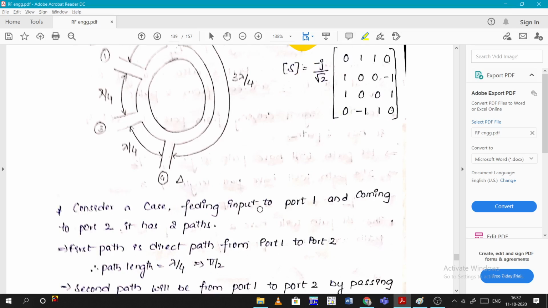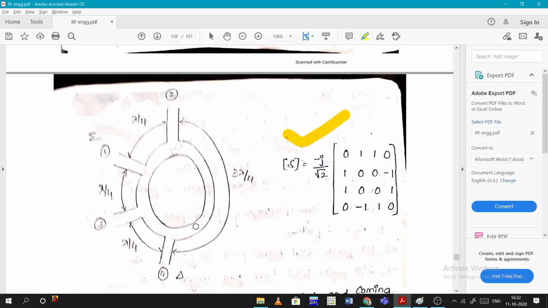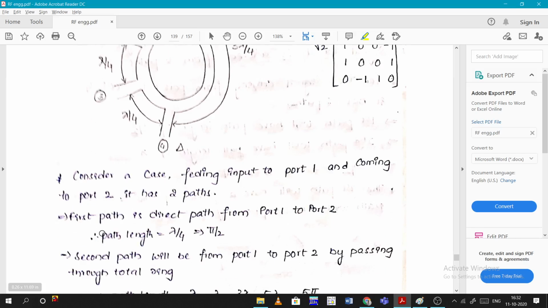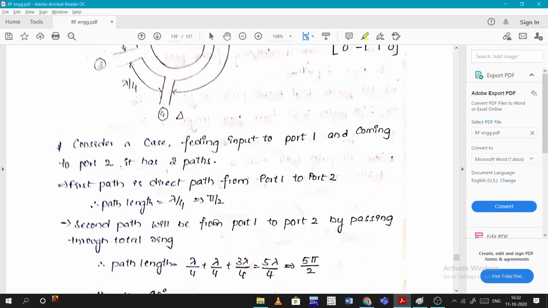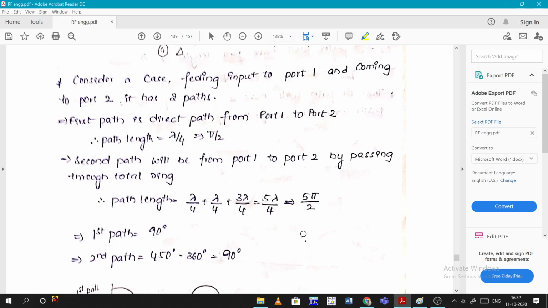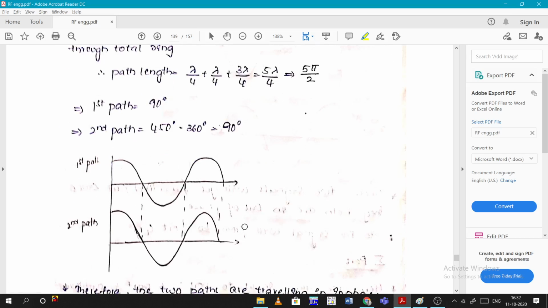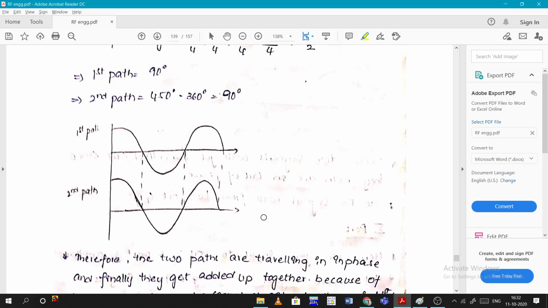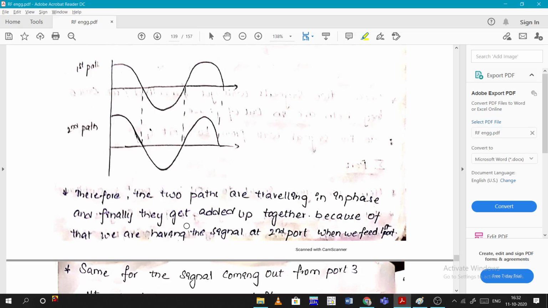Now consider a case of feeding input to port 1 and coming to port 2. It has 2 paths. I am giving input to the first port. What is the output at the second port? The first path is port 1 to port 2 directly, lambda by 4, and the second path is port 1 to port 2 by passing through the ring. The first is 90 degrees and the second is 90 degrees as well, so they are in phase. The two paths travel in phase and get added together, because of which we have a signal at the second port when we feed the first port.